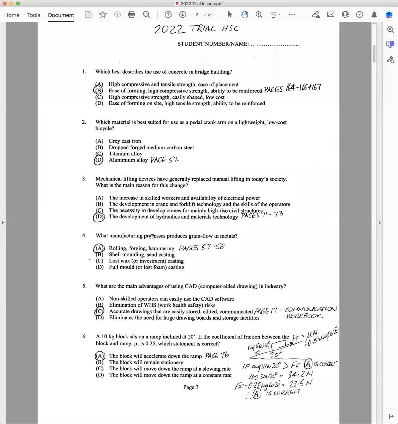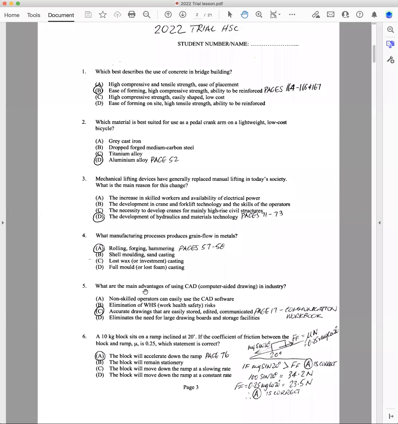What manufacturing processes produce grain flow in metals? Just have a look at page 57 to 58, and that'll explain what grain flow is. Shell molding doesn't produce grain flow. Investment casting doesn't produce grain flow, and full mold doesn't. So rolling, forging, and hammering produce grain flow in the metal, and it gives it directional strength when you have a grain flow in the metal caused by rolling, forging, or hammering.